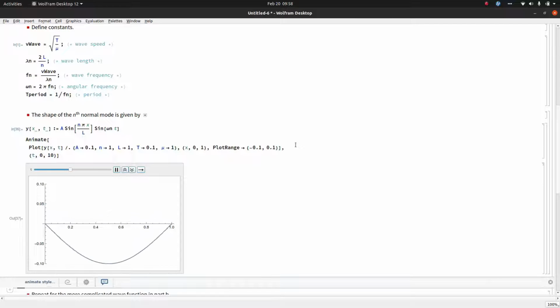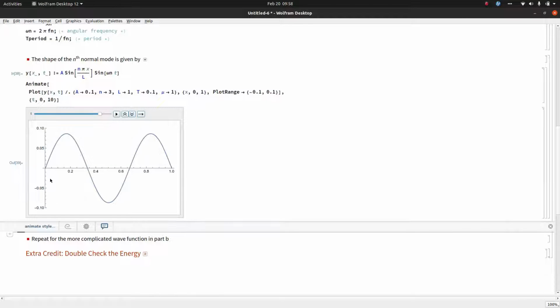So you can see that oscillates nicely. I can go to higher mode numbers and you can see it oscillates even faster. So I'm going to go ahead and pause that. We've got the shape of our nth normal mode. And the next thing I want to do is use that function to compute the total energy of the wave.